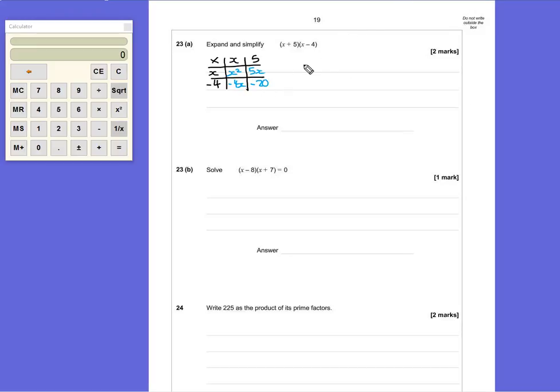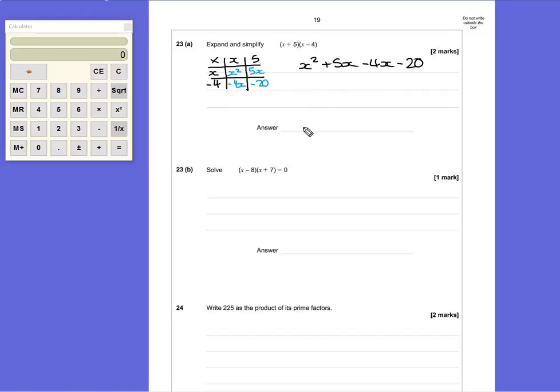By putting all of this together, we've got x squared, add 5x, subtract 4x, subtract 20. That is fully expanded, but we are also asked to simplify it. The only way to do this is to gather the x values together.